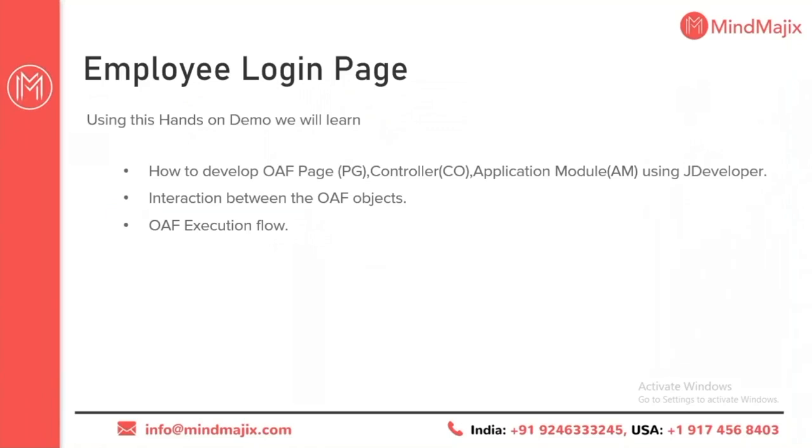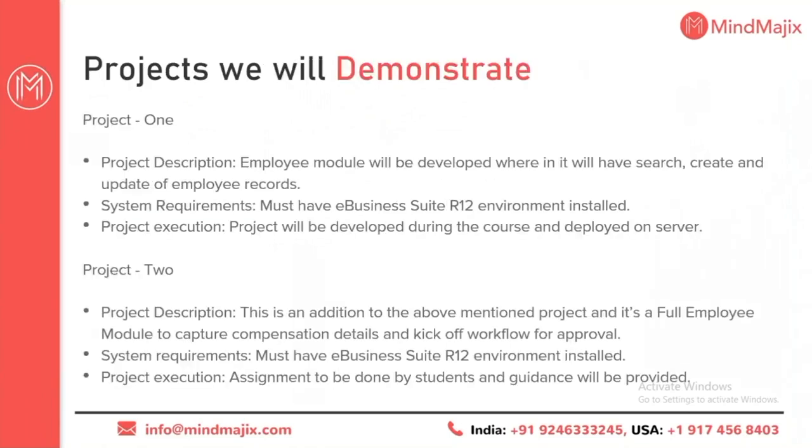Hope you understand. So in this course, we'll develop two projects. One is the employee module. Basically, it will have simple search, create, and update of the employee records. Okay, covering switcher, LOVs, publisher, attachments, and everything. In project 2, we'll add to our project. To that employee module we will add compensation details and approving those compensation details by clicking the option. Okay. These things we will do.